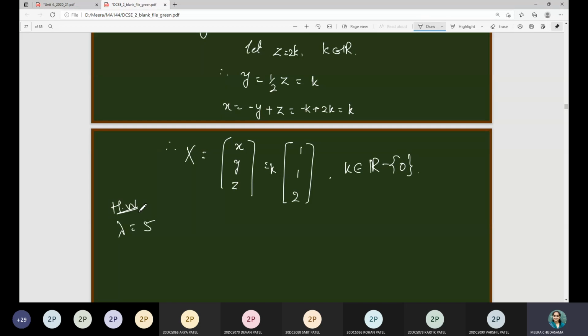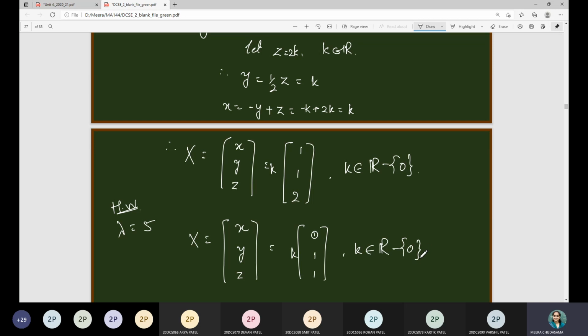Lambda equal to 5, I am giving you as homework. Has anyone completed it? Yes, ma'am. What are you getting? X equals 0, Z equals K, Y equals K. That is the correct one. Okay, those who are not able to finish it can finish it at home.